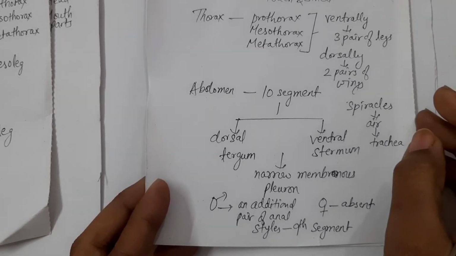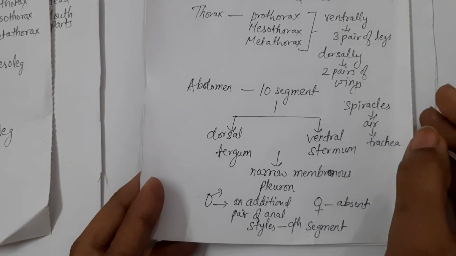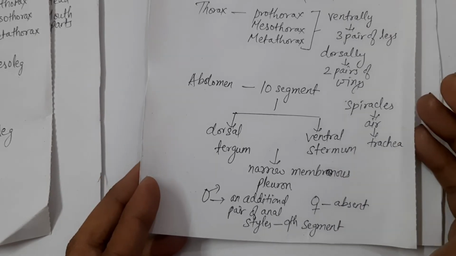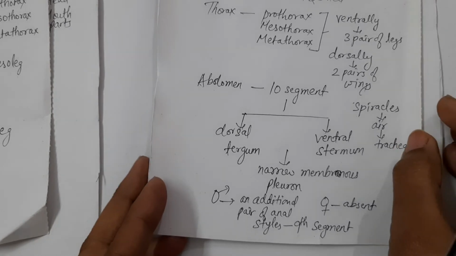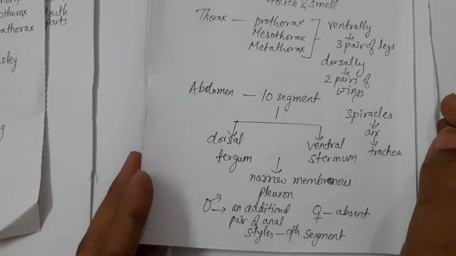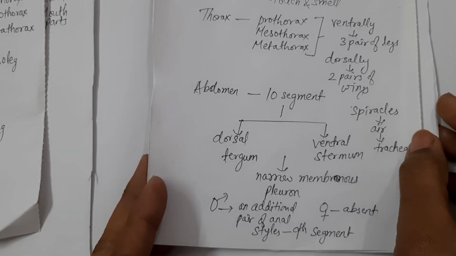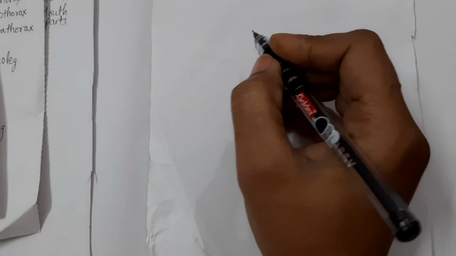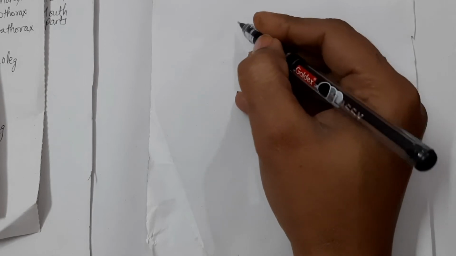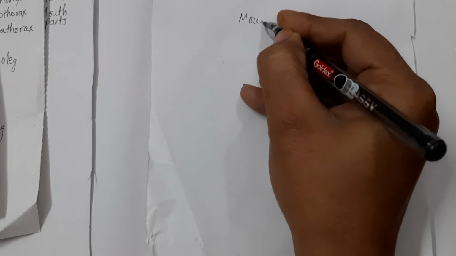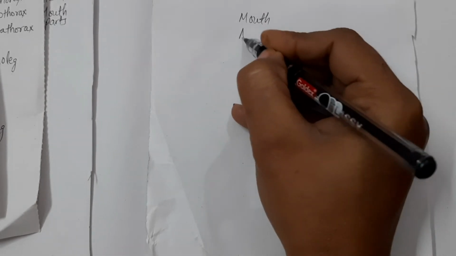Now this was about the structural detail of the cockroach. Then let us move to the major section of this topic, that is the digestive system, which starts with the mouth, then the alimentary canal.